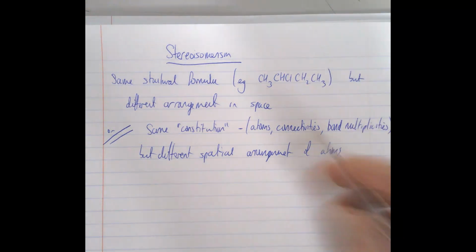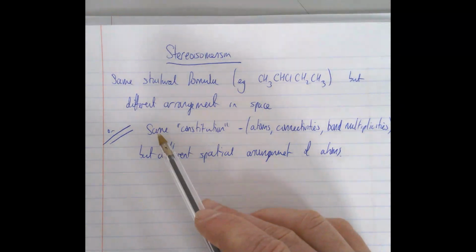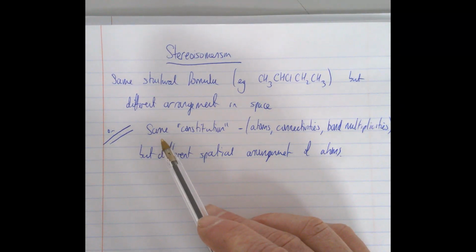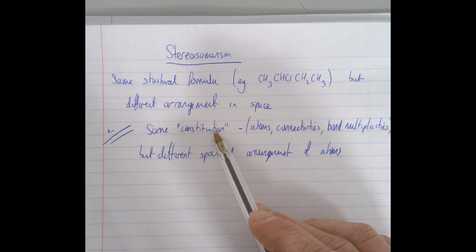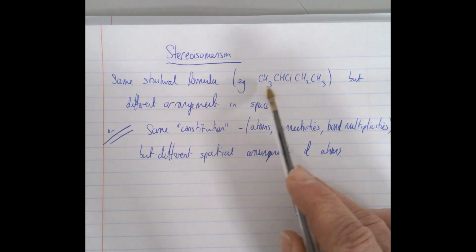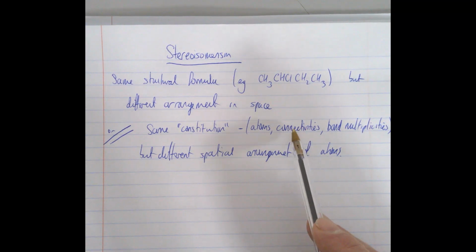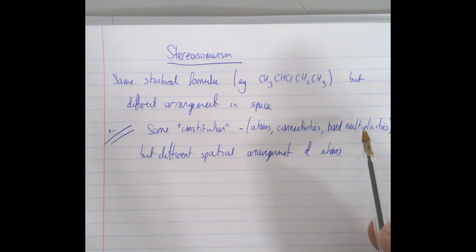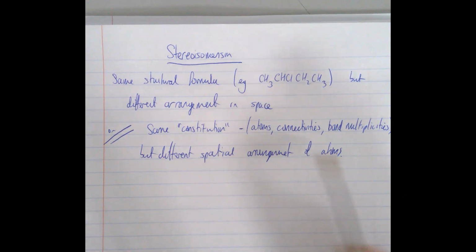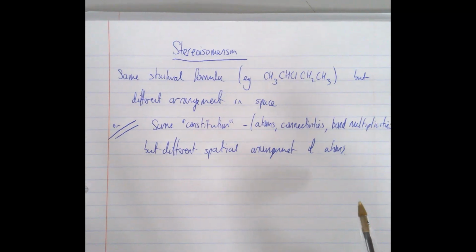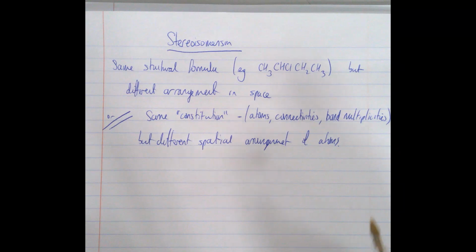And by the way, and we'll talk about what that means in a minute, or, as exactly worded from the specification, the same constitution, and by that it means what atoms they are, just like we've got here, what the connectivities are, in other words, what atoms are connected to each other, bond multiplicities, i.e. single, double, triple bonds, but a different spatial arrangement. So it's essentially the same thing as what I've told you.